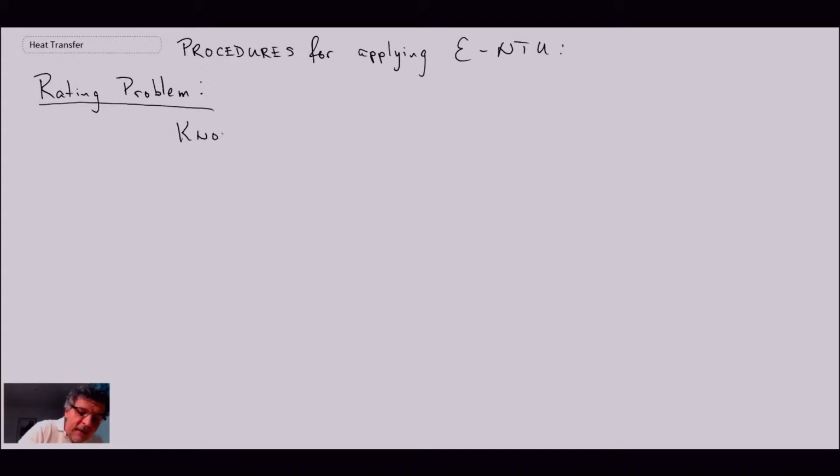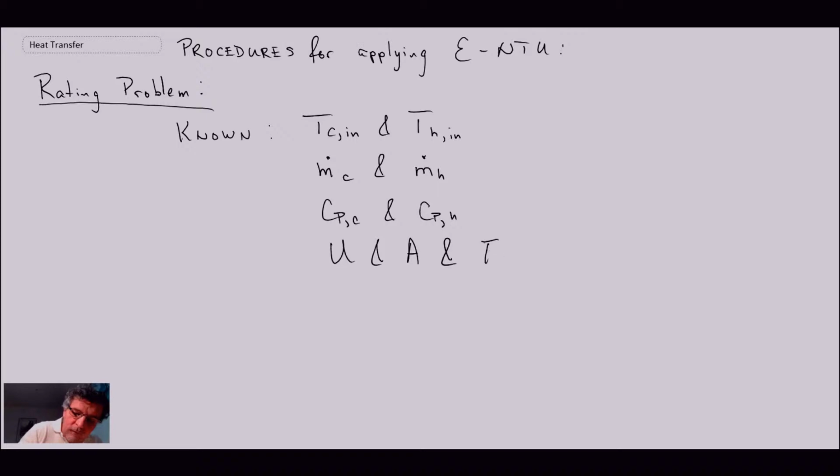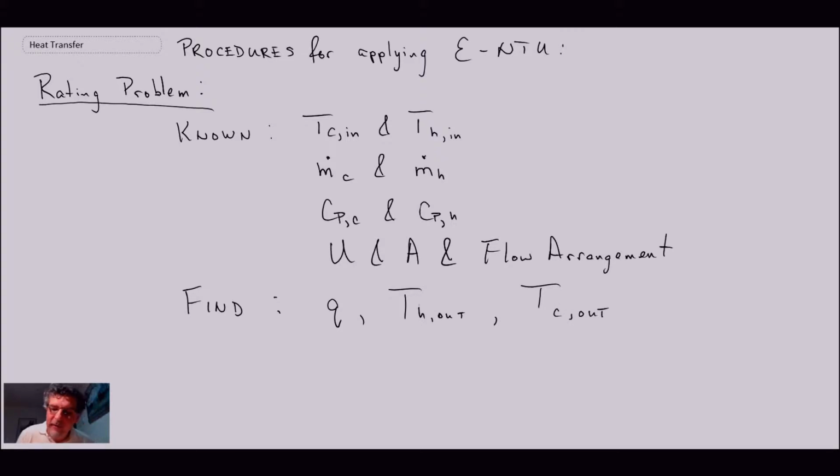So typically you know the following information for this type of problem. And the unknowns are the heat transfer rate and the exit temperature of our fluid streams. Consequently it becomes difficult to apply LMTD because you don't know the exit values and you have to do that iteration. So using the Effectiveness-NTU for this type of problem, we can go through a step-by-step procedure.